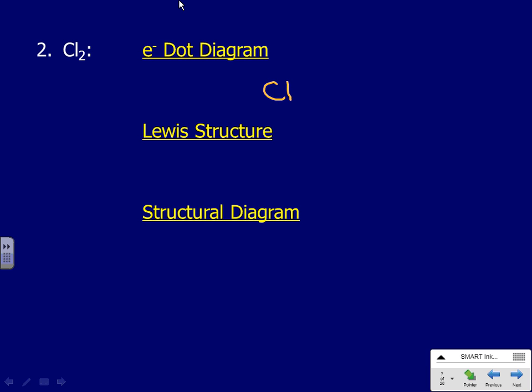Chlorine, oh, I like yellow better. Chlorine, 1, 2, 3, 4, 5, 6, 7. You'll notice I've put the lone electron on the right-hand side so I can bring it together with the other chlorine's electron. You can manipulate where that lone electron is. It doesn't have to be in the same spot all the time.